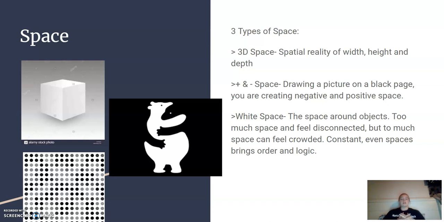Our last part of space is white space. White space is the space around objects in any drawing, but the one I'm going to talk to you about is mostly the dots in the corner. As you can see, they're very orderly, very even, and very spaced out. That gives a sense of logic and order, while if it's too close together, it feels crowded. When being too far apart, it feels disconnected and doesn't really make sense, and it doesn't really draw the audience in, in my opinion.